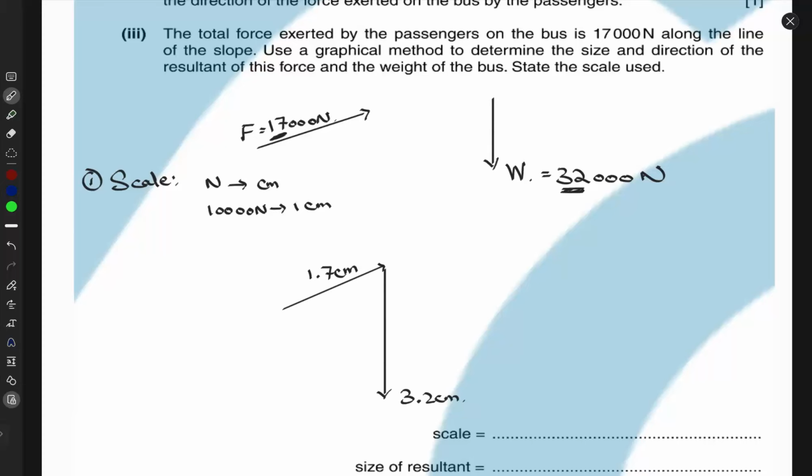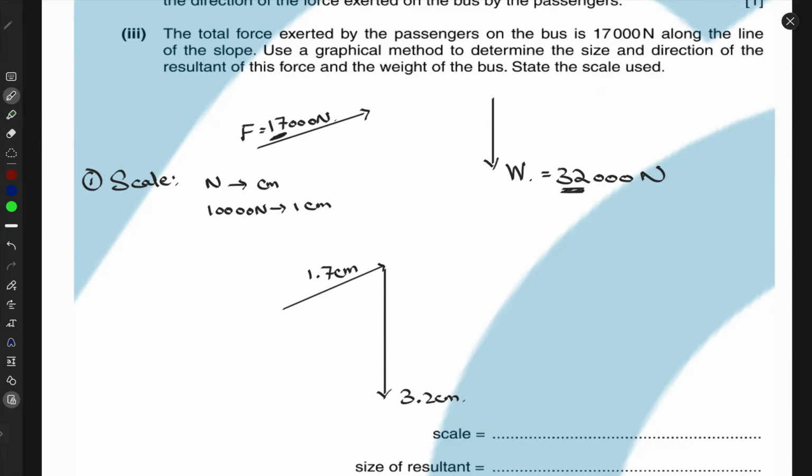Yes. Okay, good. Where did the 1.7 come from? From this 17,000 newtons. No, I know where that comes from, but where did 1.7 come from? Did you divide it by 1,000 or 10,000? Oh, it's actually 17,000, my mistake.